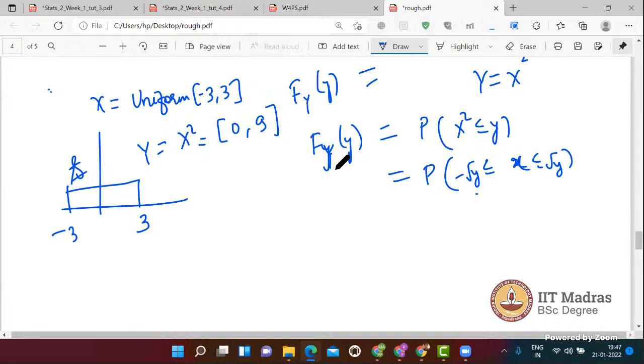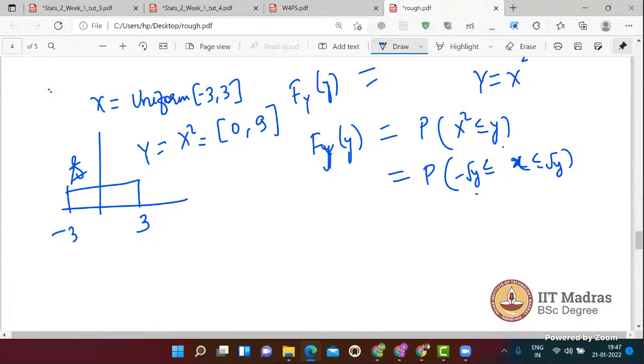How do we generally approach it from the basics? We calculate the CDF of y. The CDF, capital F_Y, is generally the probability that capital Y is less than or equal to y. Capital Y is what? X square. So we write it in the form of x, because for x we already have the distribution. Here x will lie between minus root y and root y.